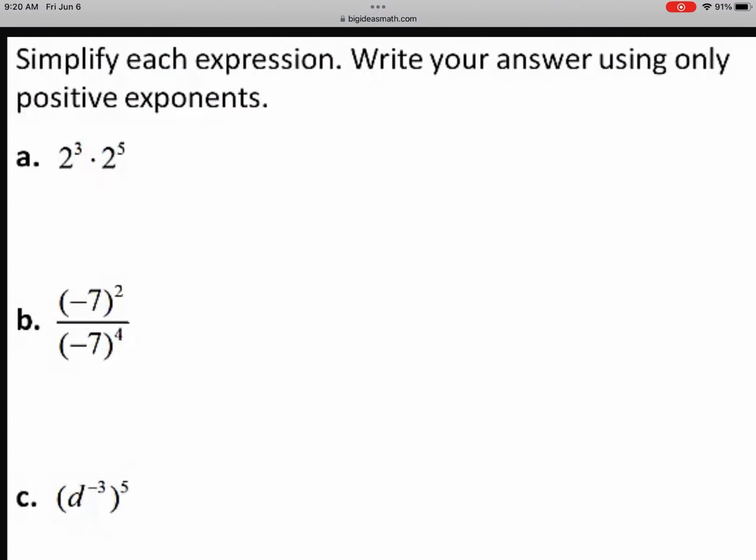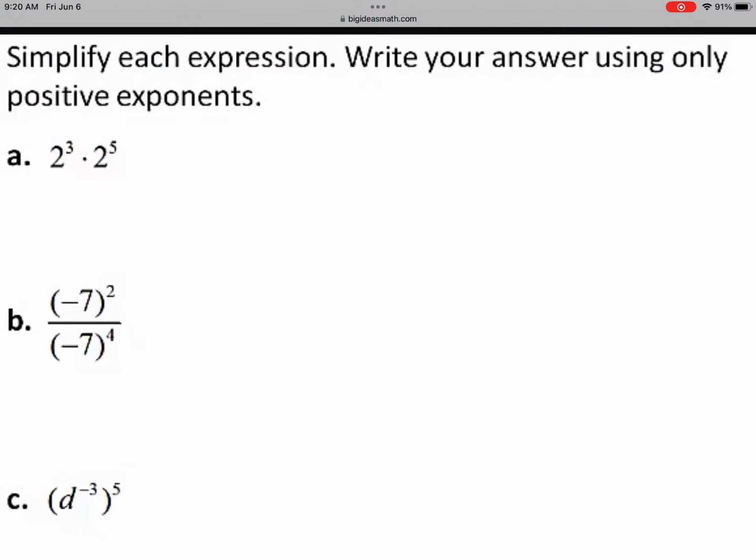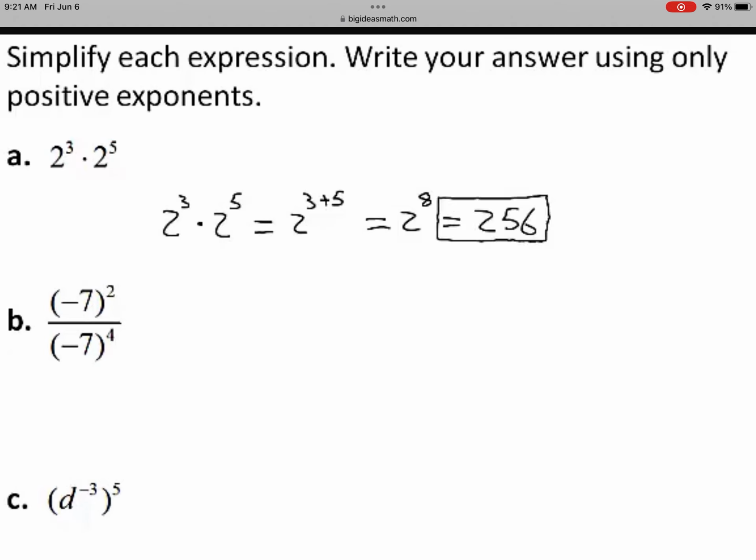Simplify each expression. Write your answer using only positive exponents. Part A. 2 to the 3rd power times 2 to the 5th power. The product of powers property says that to multiply powers with the same base, add their exponents. So 2 to the 3rd power times 2 to the 5th power equals 2 to the 3 plus 5 power, which simplifies to 2 to the 8th power, or 256.